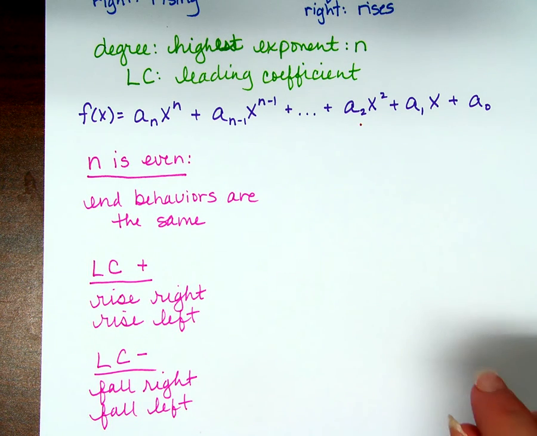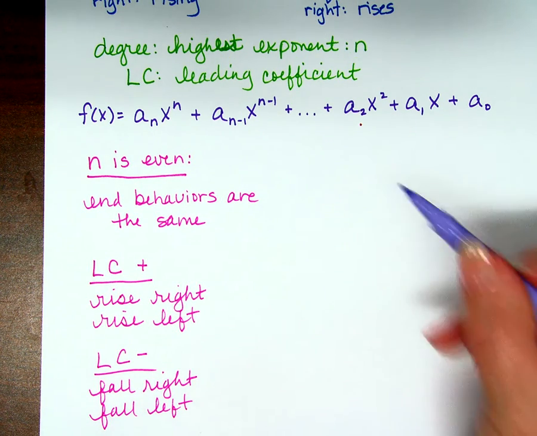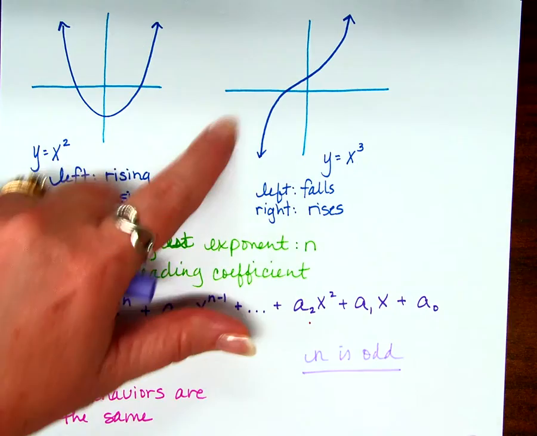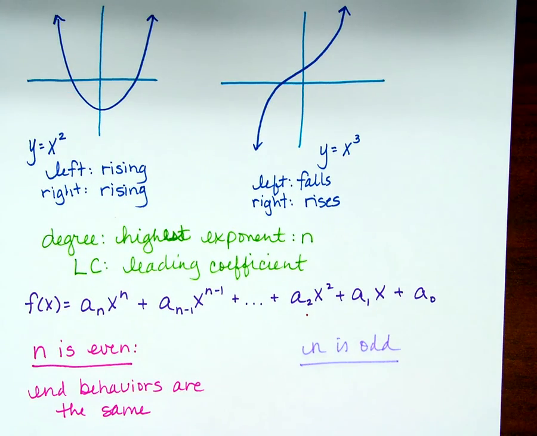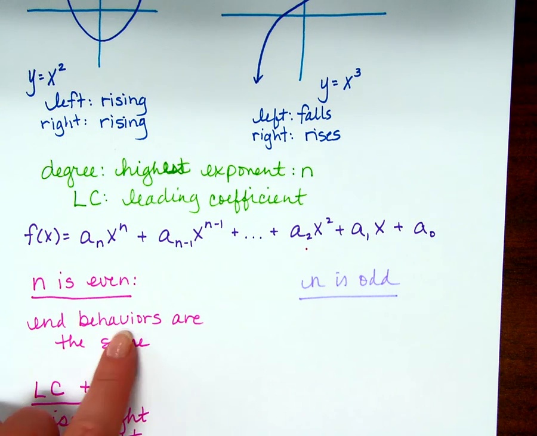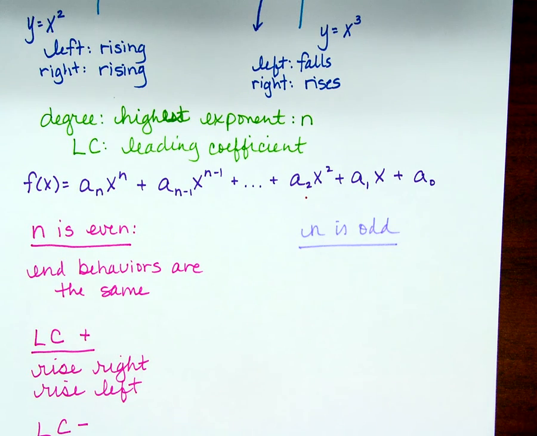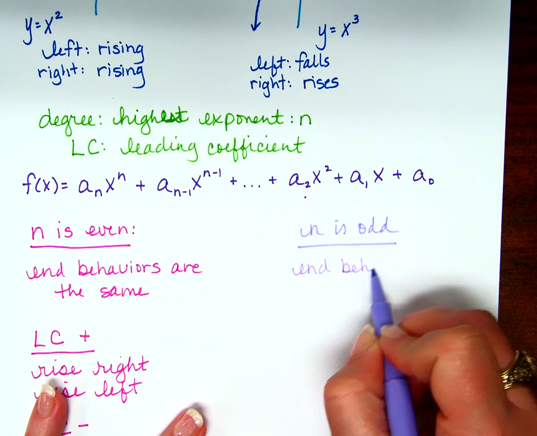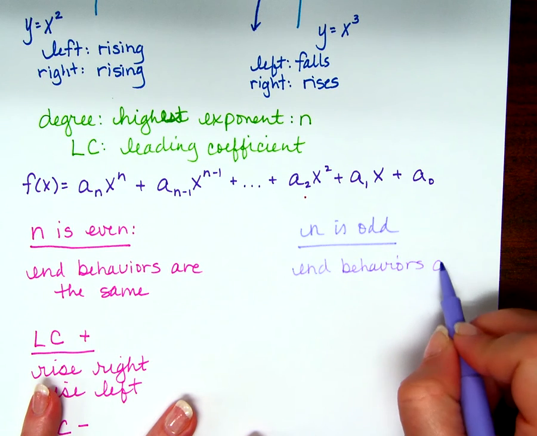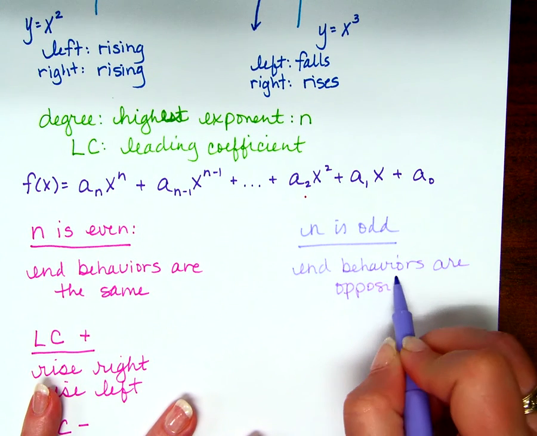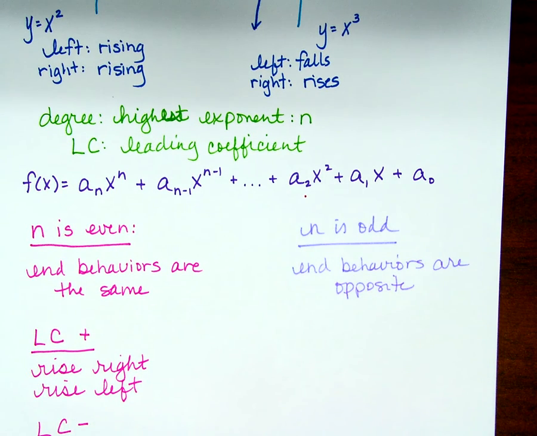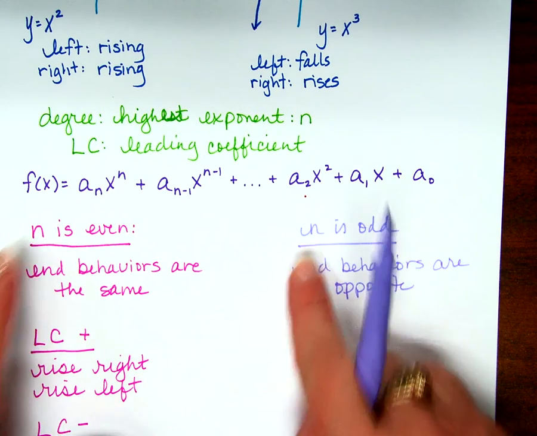What happens, though, if n is odd? So it's going to look like this. Tell me about the end behaviors right now. In general, like this one. In fact, they're going to be opposite, right? If one goes up, the other goes down. Okay? So the end behaviors are opposite. n is odd. Yes, ma'am. Sorry, I wrote it and printed here in cursive here. I didn't mean to confuse you.